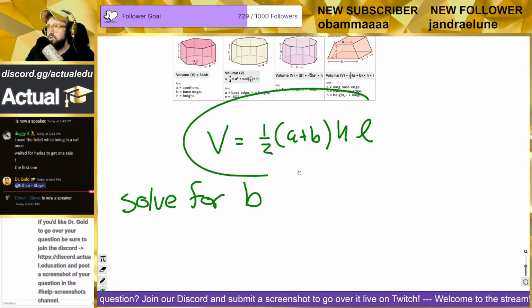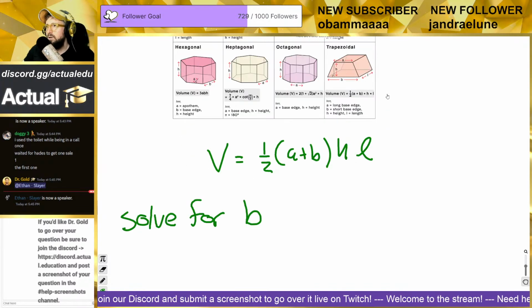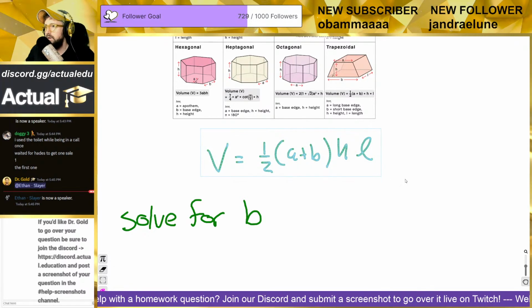Okay, so here's the equation for the volume of a trapezoidal prism, and I want to solve for b. How do I solve for b? Maybe you could get rid of the fraction. Yeah, let's get rid of the fraction. How do I get rid of the fraction? Multiply it by 2. Good. Nice. So we're going to multiply both sides by 2, right? So here, let's take this down.